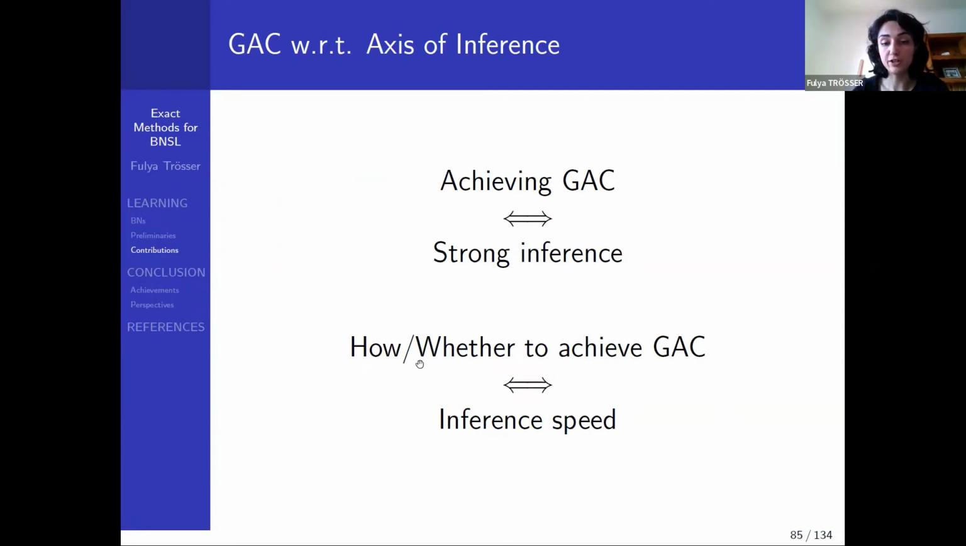But how to achieve GAC, or whether to achieve GAC, in other words, removing some values leading to cycles instead of all of them, is another important question to answer, and it is closely related to the speed of inference.